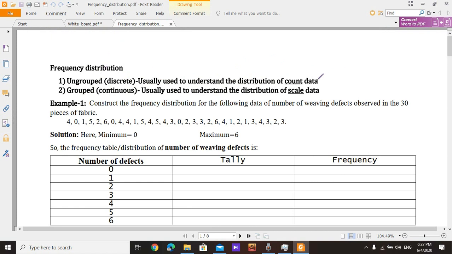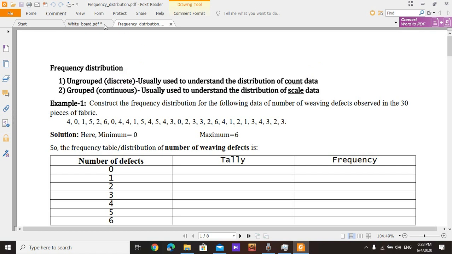This lecture is about frequency distribution of scale data or quantitative data. Normally, quantitative data are of two types. Some data are count data and some data are scale data or continuous data. So, how do we form a frequency distribution from a discrete variable or a continuous variable? I will show you here how to form a frequency distribution for both cases.